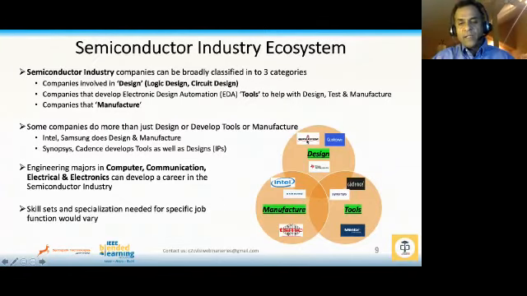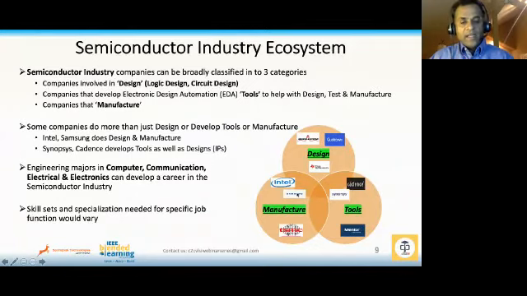Some of the example companies are like my own company, Broadcom. You would have heard Qualcomm, Texas Instruments. These are companies that are primarily involved in design of ICs. And then there are companies that develop tools, software tools, to help with the design, test, and manufacture of these ICs. Example companies include Cadence, Synopsys, Mentor Graphics, which is now bought by Siemens.